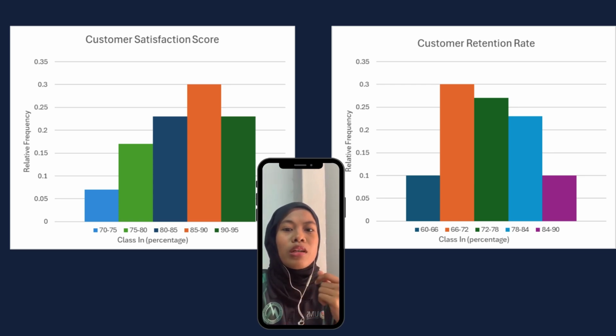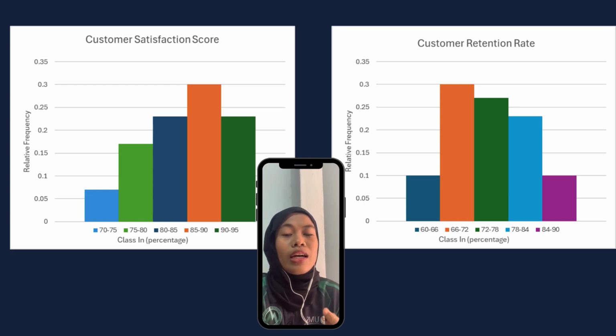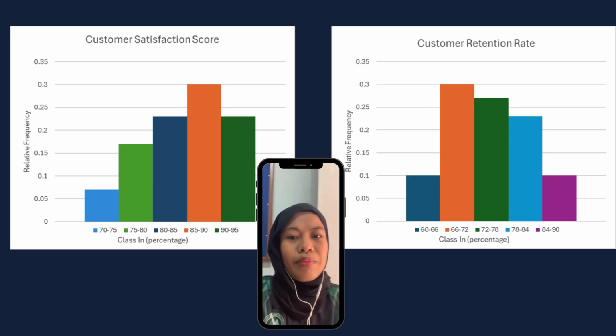From observation and trends, we can see that most satisfaction scores are in the 85 to 90 range. For retention, the highest frequencies are in the 60 to 72 and 78 to 84 ranges. So this tells us how customers feel and how likely they are to stay. In the next video, I will explain cumulative relative frequency to help us understand the full distribution over time.